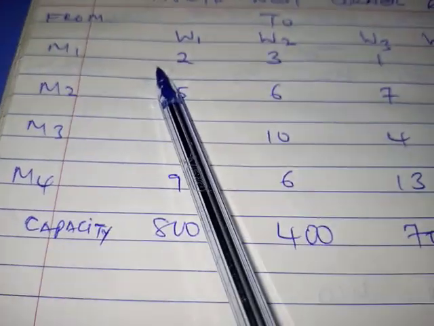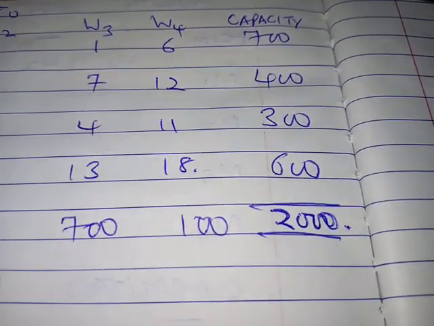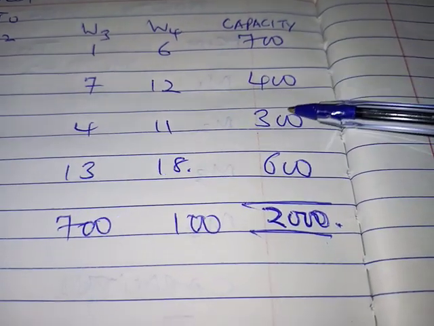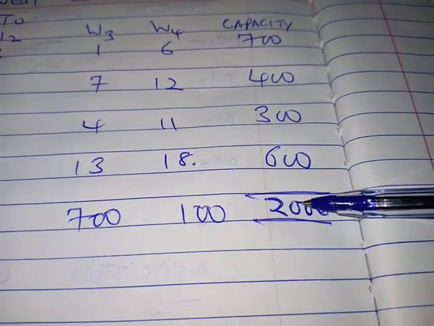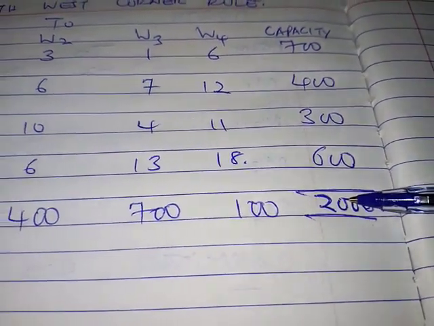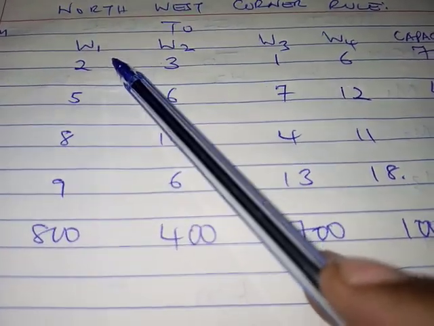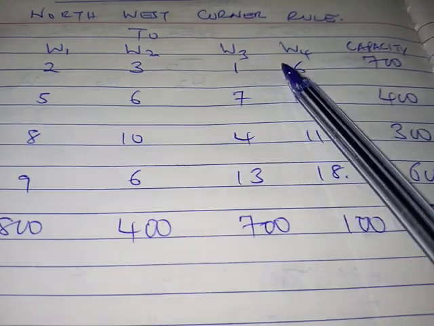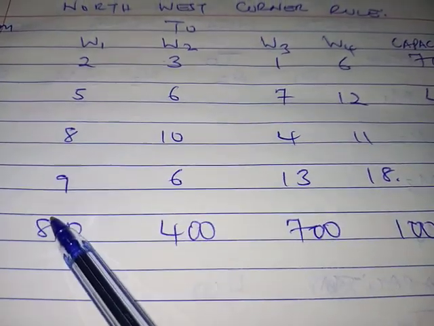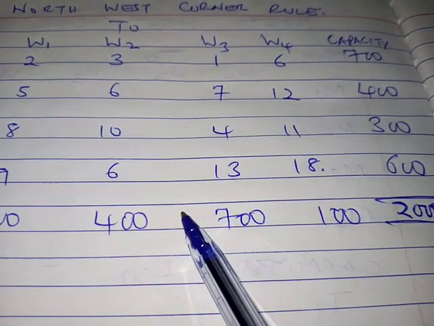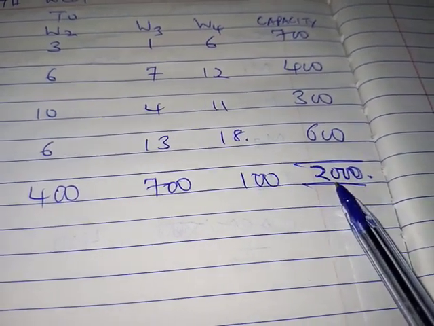The capacities for the manufacturing plants M1, M2, M3, M4 are 700, 400, 300 and 600 respectively. That gives us a total of 2000 units. Similarly, the capacities for warehouses W1, W2, W3 and W4 are 800, 400, 700 and 100 respectively. That also totals to 2000 units.